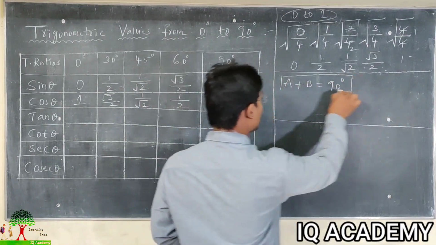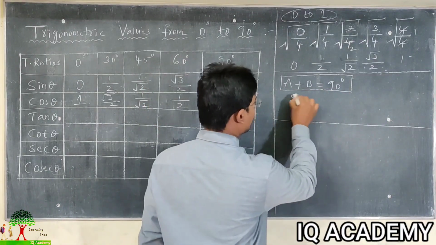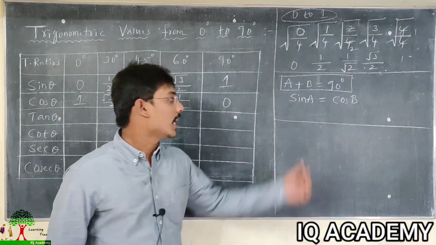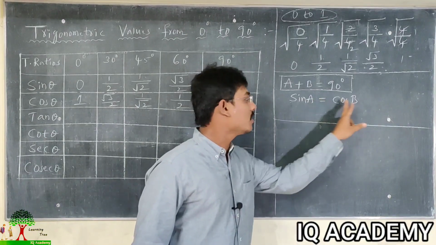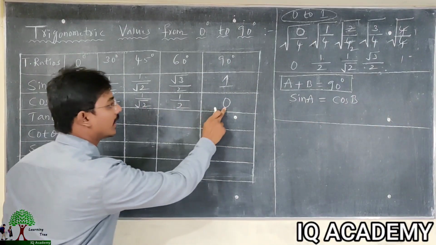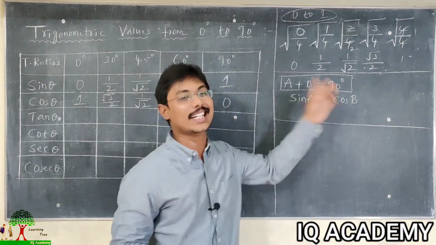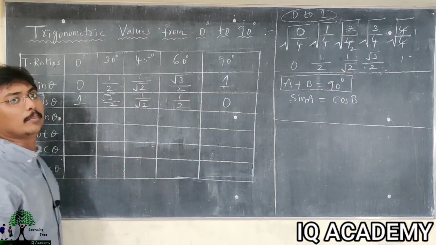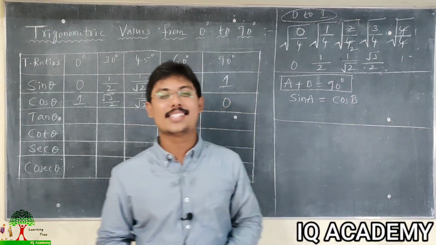If A plus B equals 90 degrees, we can say three conditions. The first condition is sin A equals cos B. Sin 0 degrees equals cos 90 degrees, because A is 0, B is 90. If we add these two, we get 90 degrees. Sin 30 is 1 divided by 2. Cos 60 is also 1 divided by 2, because for sin 30, A is 30, B is 60. The 30 and 60 make 90.